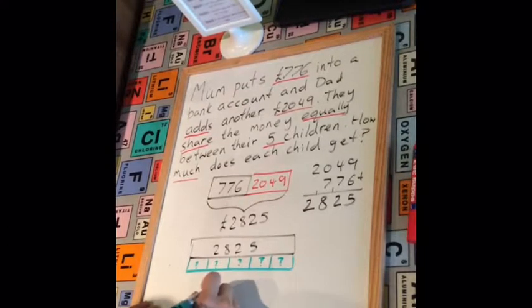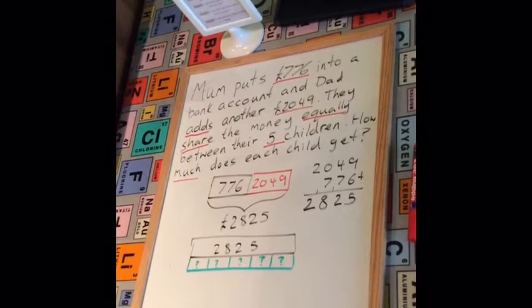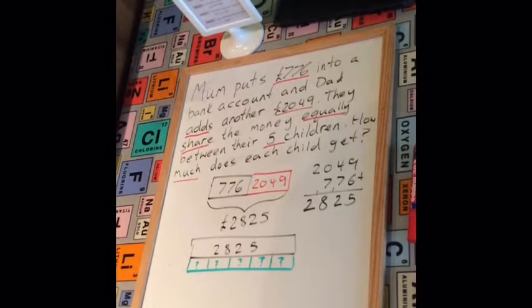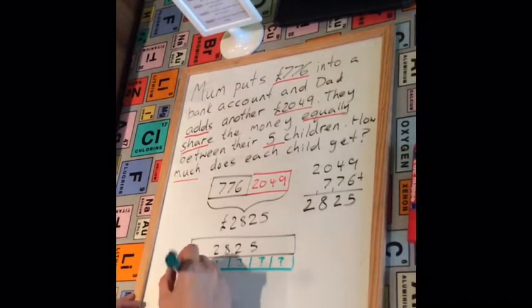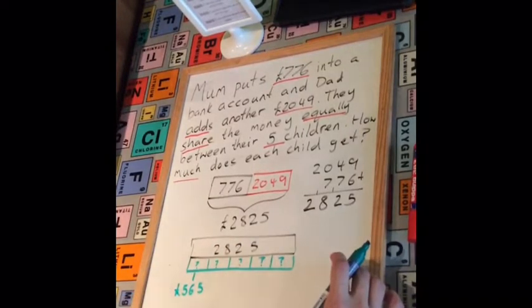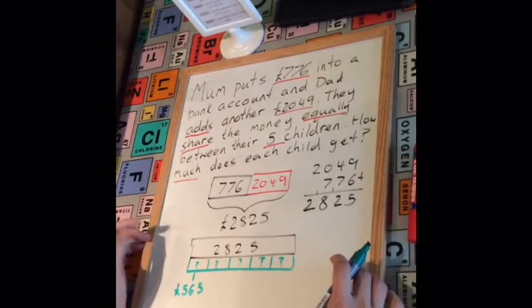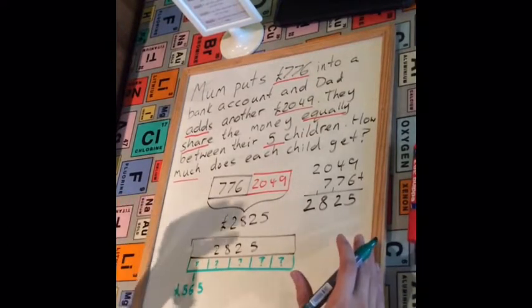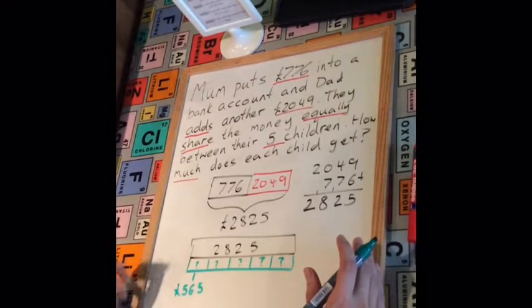Okay, so we're going to divide 2,825 by 5. Down here you can see that I have divided 2,825 by the 5 children, and each child is going to receive £565 each. So this one child receives £565 each. And there you go. That is how you use your steps to success in order to solve a problem.